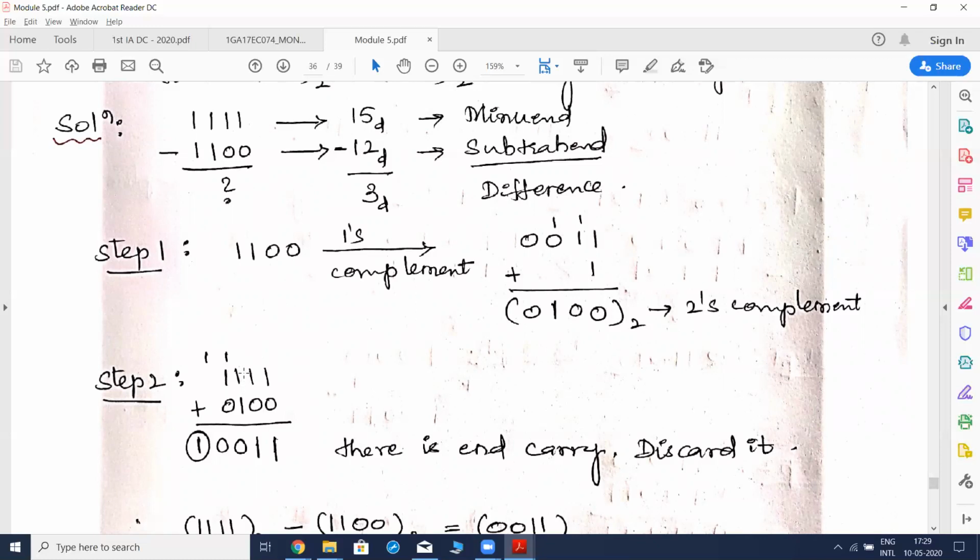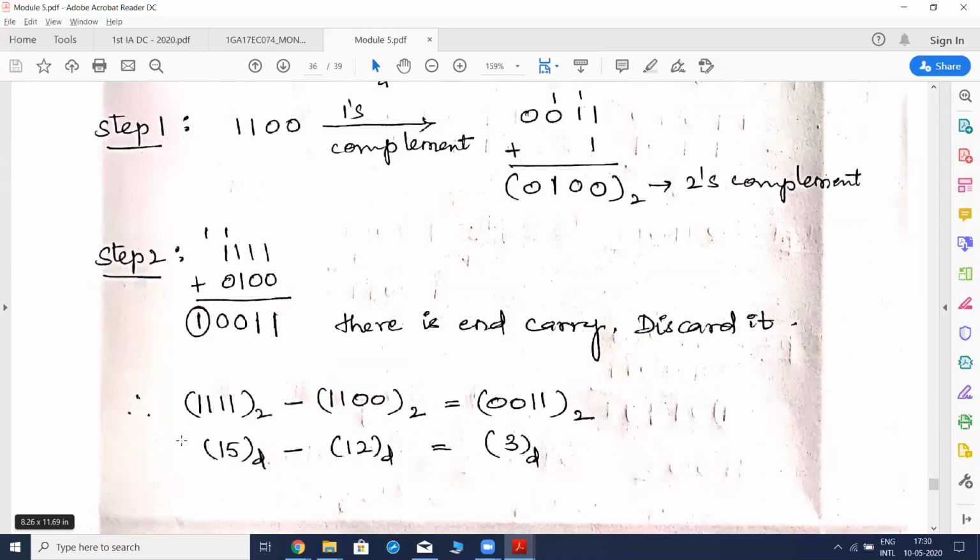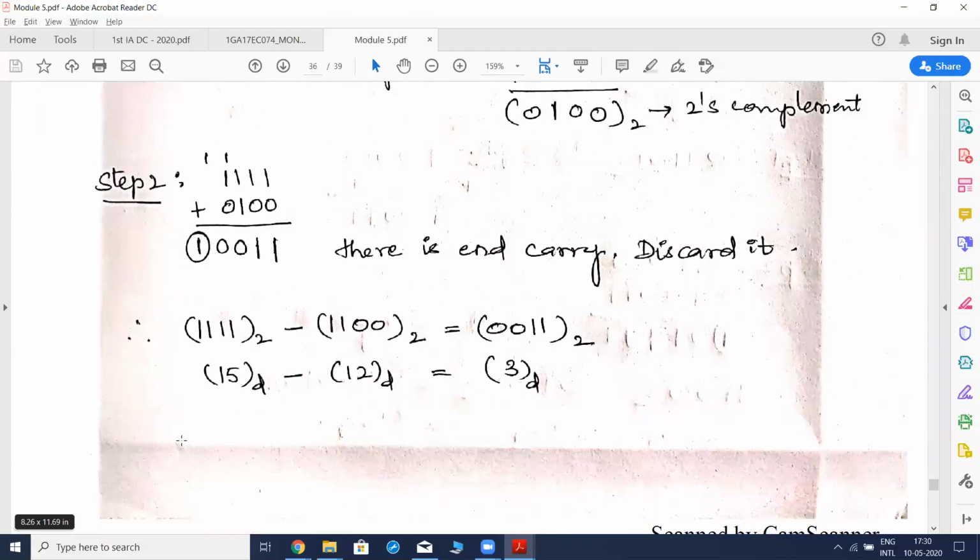So actually subtrahend and minuend, they are 4-bit numbers. Now we have got a 5-bit number. That means what? 1 bit additional to it. When there is 1 bit additional to it, we note that there is a carry that is generated. So when carry is generated, what we need to do in two's complement? We are supposed to discard it. Okay. So we are discarding that one and that itself is the result. No need to go to step 4.